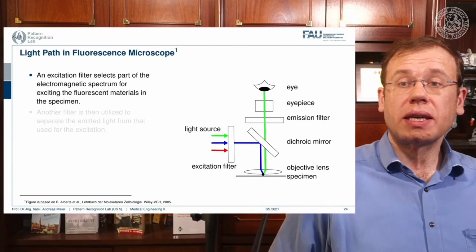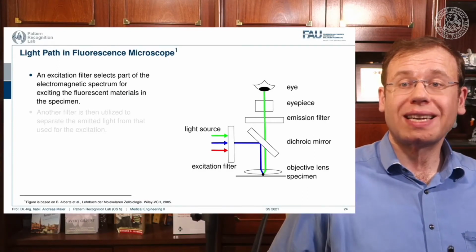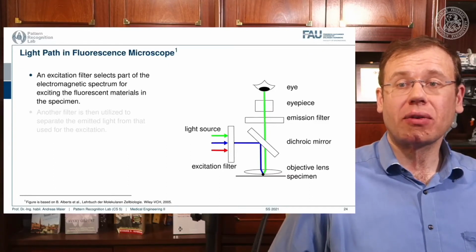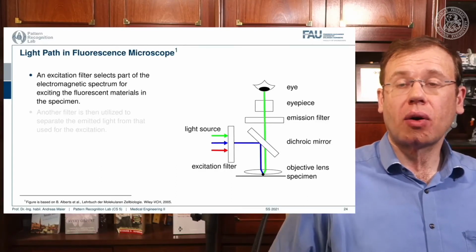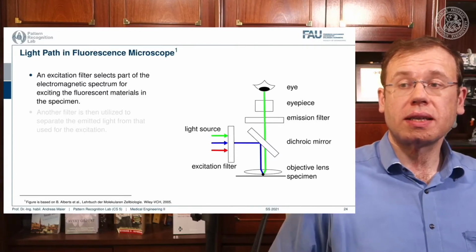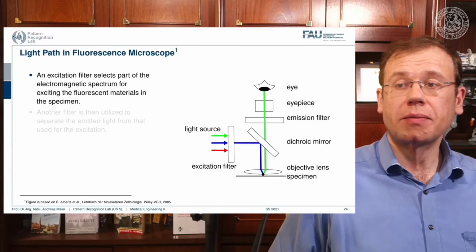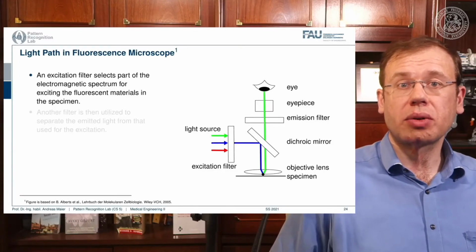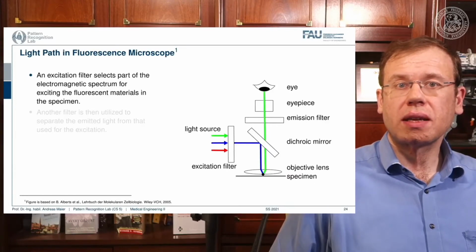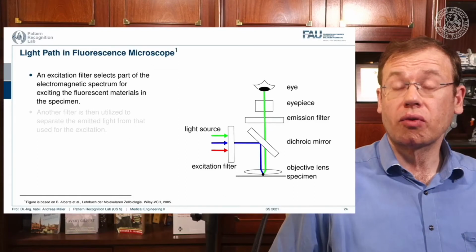So the idea now in this light path is that we have an excitation filter that selects the electromagnetic spectrum for exciting the fluorescent materials in the specimen. So we have a light source, we put a filter. Let's say our ultraviolet light now is here displayed in blue, and all the other light from the light source is filtered out, so only the ultraviolet light is remaining. Then we use a mirror, and this is a special mirror that reacts differently for different wavelengths. So the ultraviolet light is reflected into the objective lens and then onward into the specimen.